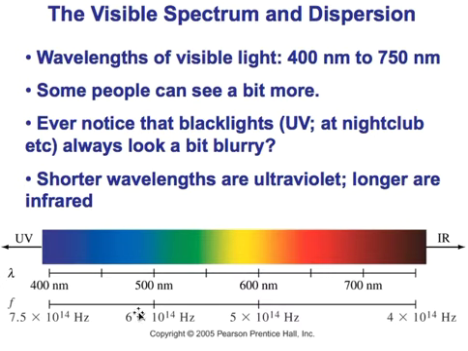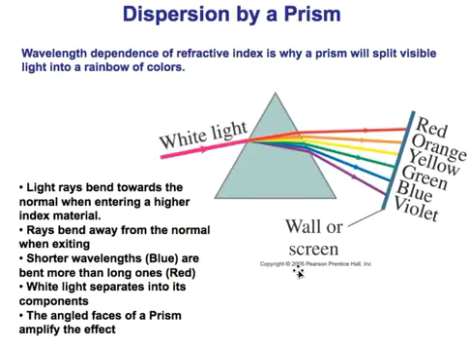So all these numbers that we've been talking about, 400 nanometers, 600 nanometers, and so forth, if any of you are wondering, well, how the heck do you measure something so small? You don't obviously hold a ruler up against it. Now we're going to figure out how. So, dispersion by a prism.